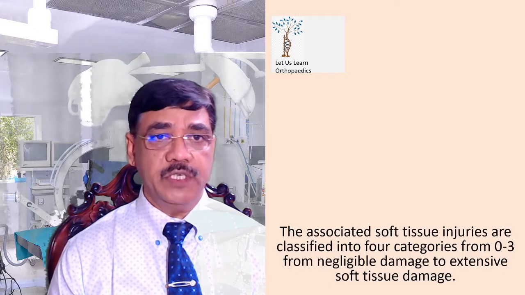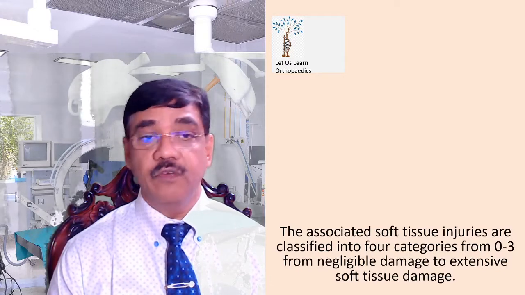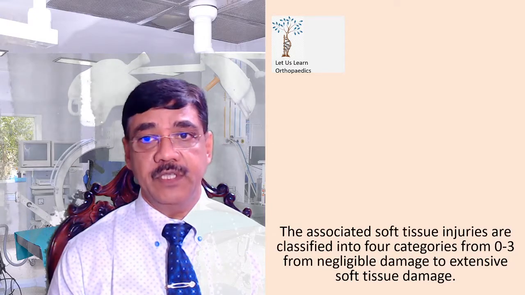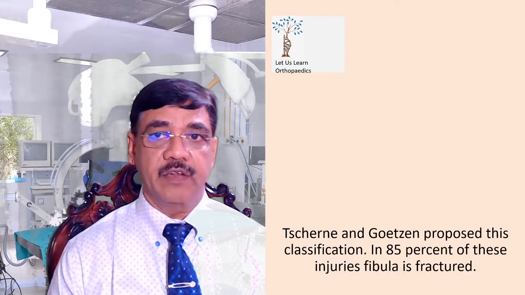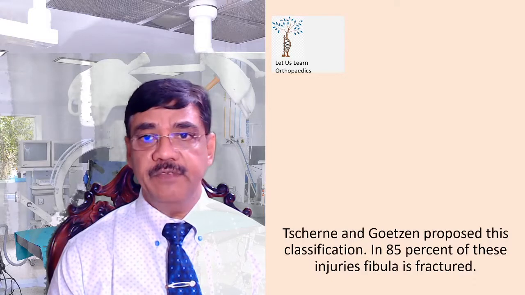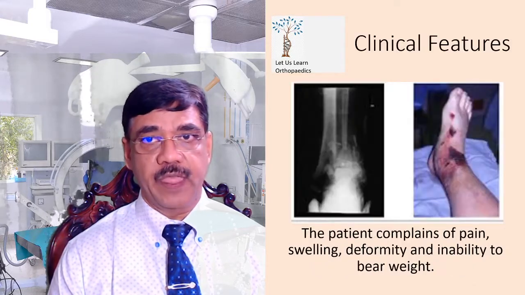Now the associated soft tissue injuries are classified into 4 categories from 0 to 3, from negligible damage to extensive soft tissue damage. Tscherne and Gotzen proposed this classification. In 85% of these injuries, the fibula is also fractured.